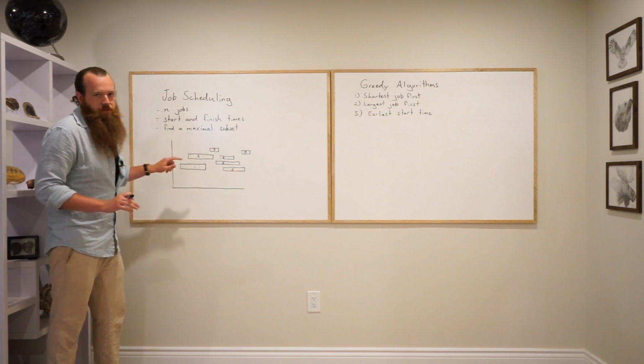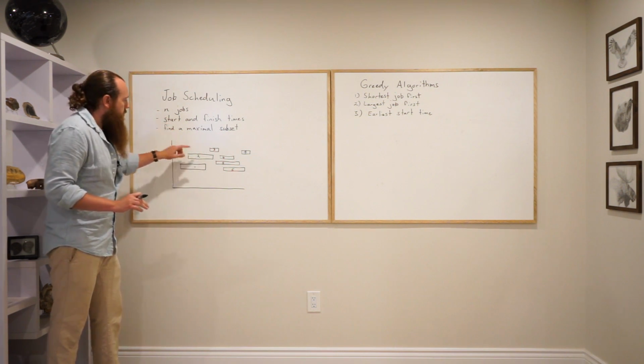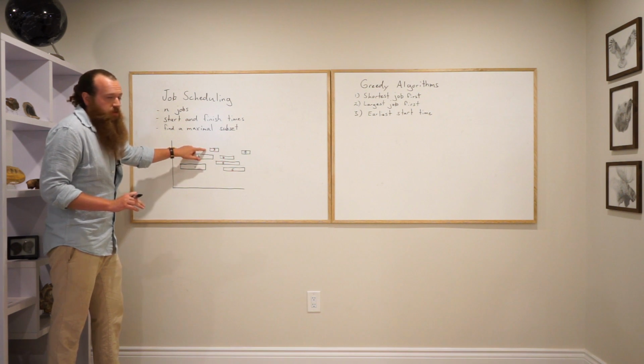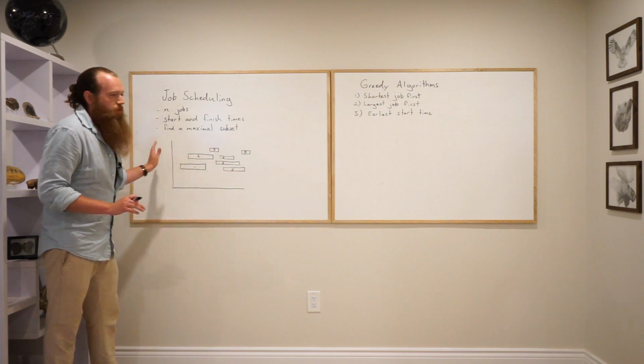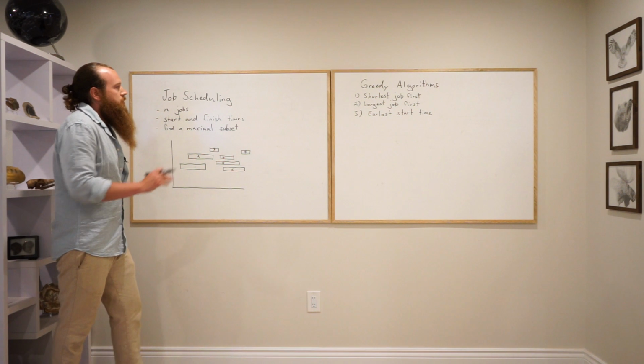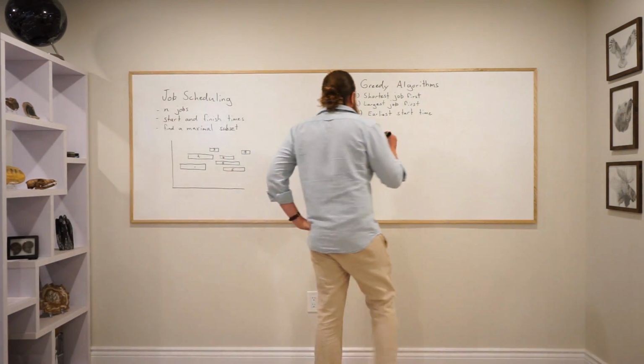Then go to the next earliest start time, job 3. Does that conflict with my current schedule? No, so add that, and so on and so forth till I've exhausted all the jobs. So that's earliest start time. Okay, sure.